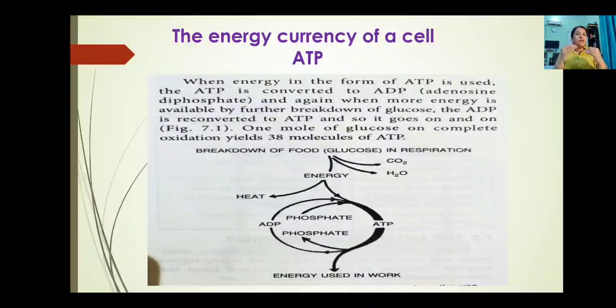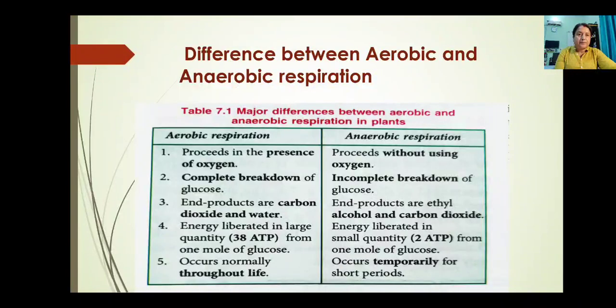So 1 mole of glucose on complete oxidation yields 38 molecules of ATP. You can see here the breakdown of food is taking place in respiration. Okay, so it gives out carbon dioxide, it gives out water vapor, it also gives out energy which is in the form of heat. Okay, so this is the energy currency of a cell.